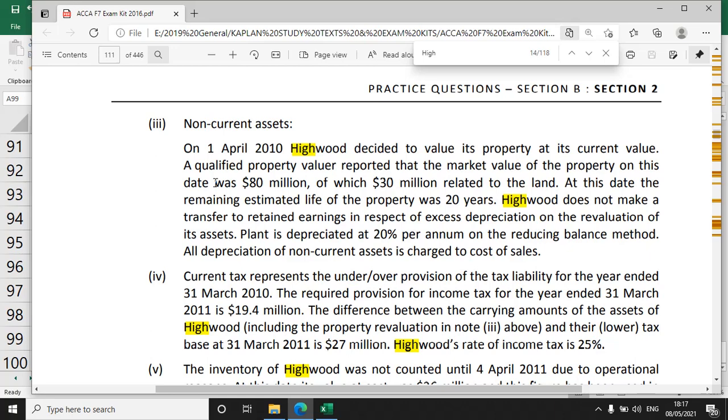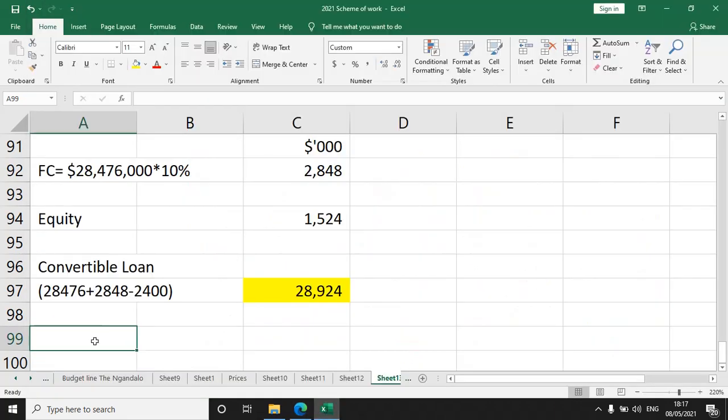Highwood does not make a transfer to retained earnings in respect of excess depreciation, so you are lucky on the revaluation of its assets. Plant is depreciated at 20% per annum on a reducing balance method, and depreciation of non-current assets is charged to cost of sales. Very good. So we're going to do this note, note 3, non-current assets. Okay, I hope you can see that.